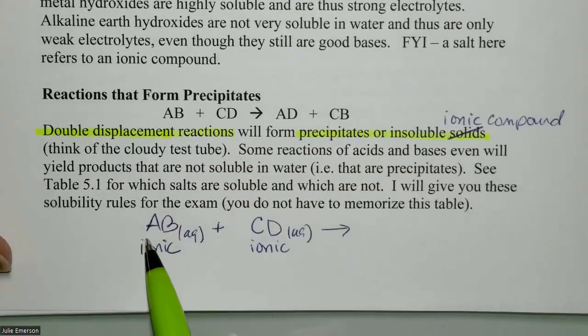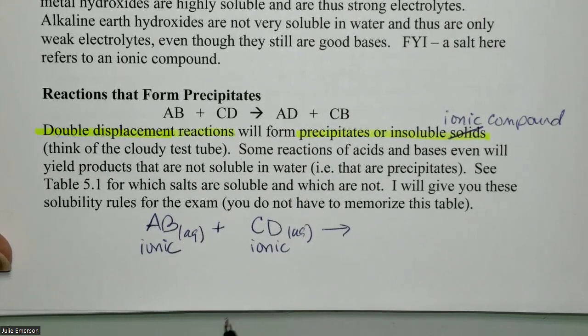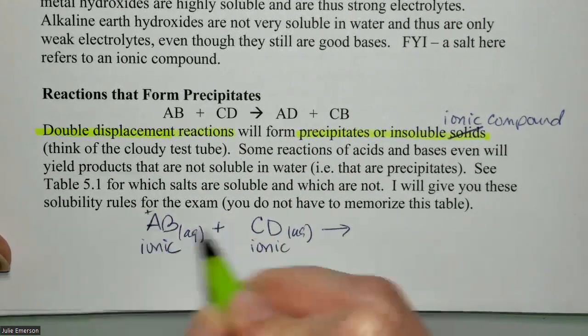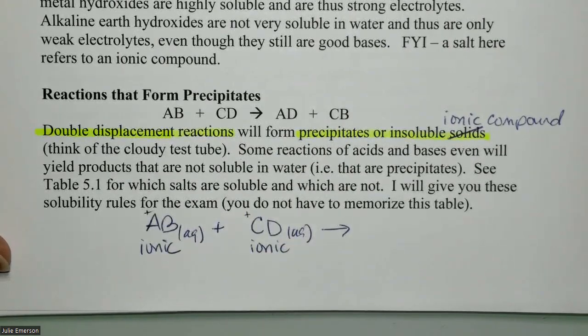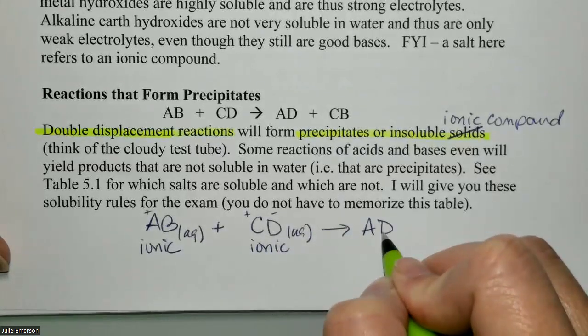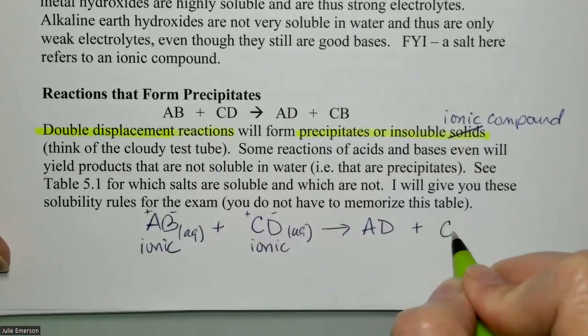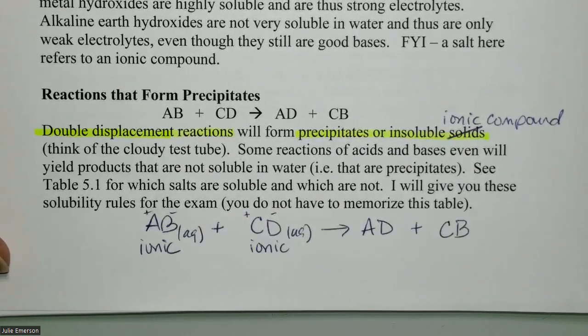Well, you only have 4 ions here. You have a cation and an anion, A and B. You've got a cation and an anion, C and D. So you're not going to put positive A with positive C. That doesn't make sense. 2 positives don't go together. So one option would be that you put A with D. The other option would be to put positive C with negative B.